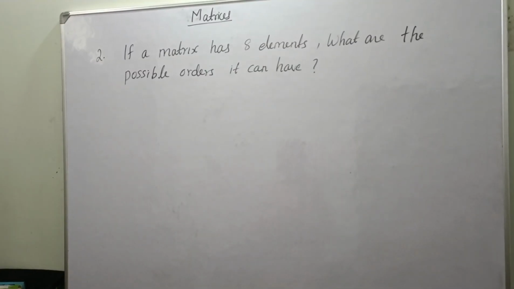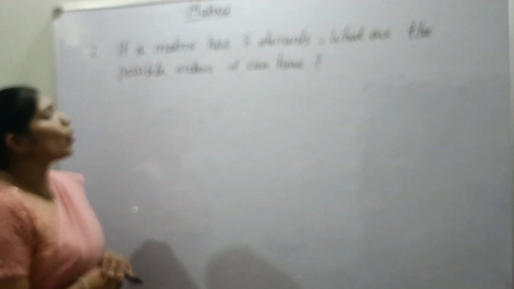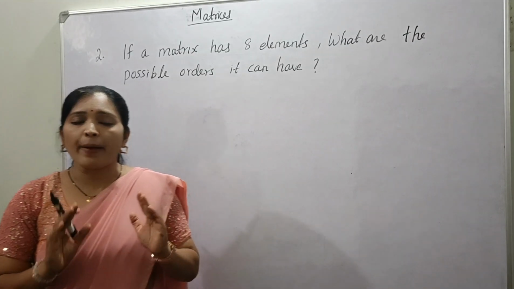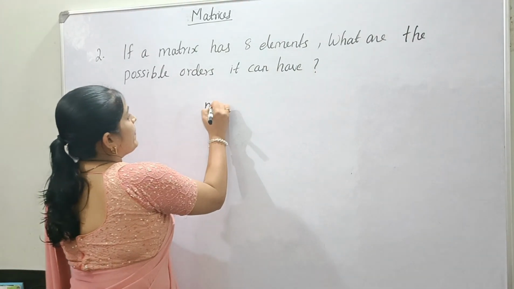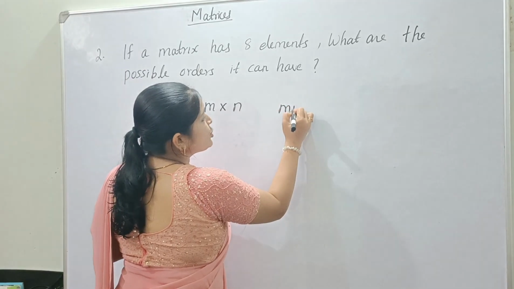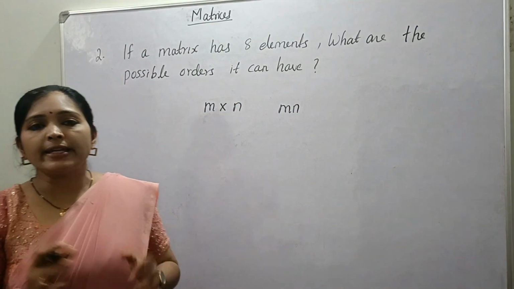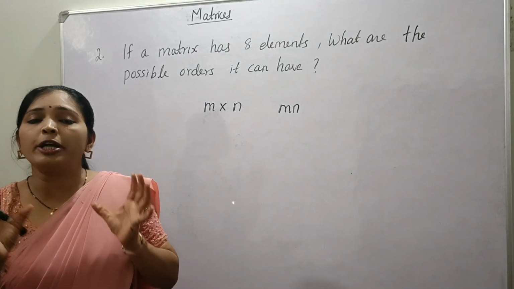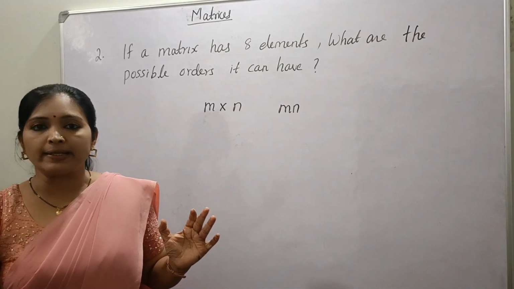Look at the second question. If a matrix has 8 elements, what are the possible orders it can have? We have a matrix of order m by n has m into n elements. So it is given that a matrix has 8 elements. So here we have to find the possible ordered pairs of natural numbers such that their product is 8.